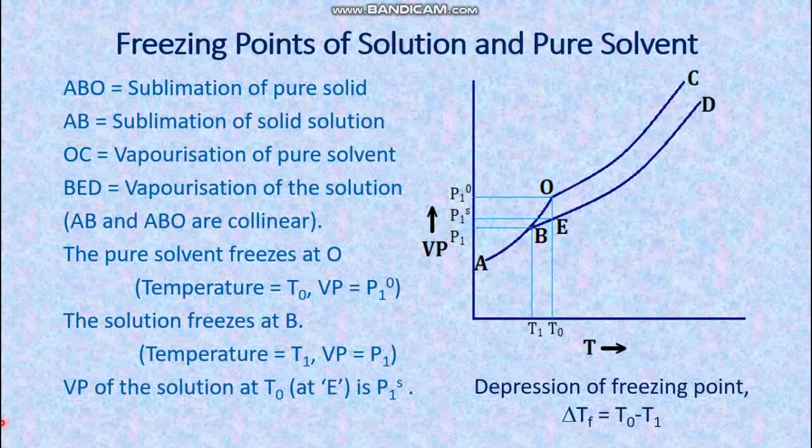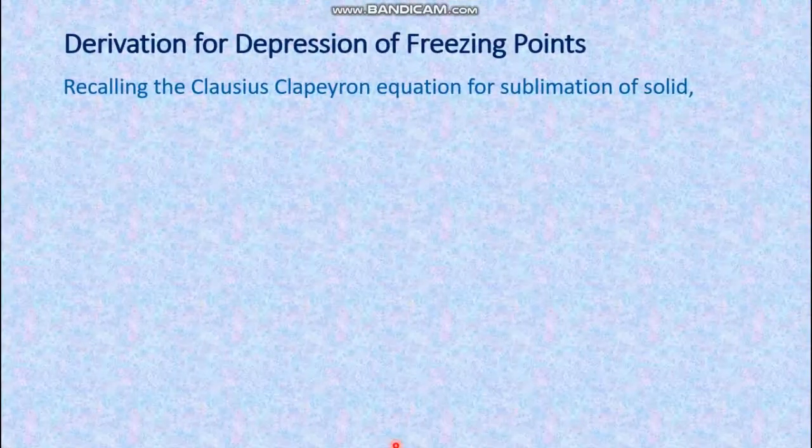And the vapor pressure of the solution at T0, at this temperature where the pure solvent freezes but the solution doesn't freeze, the solution must have some vapor pressure, and that corresponding vapor pressure is P1S. So at this point E, the corresponding vapor pressure of the solution is P1S. Now let's derive the equation.